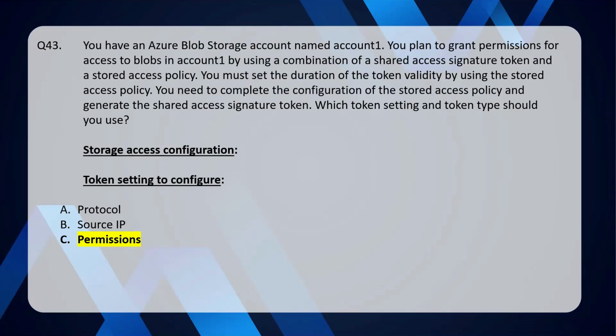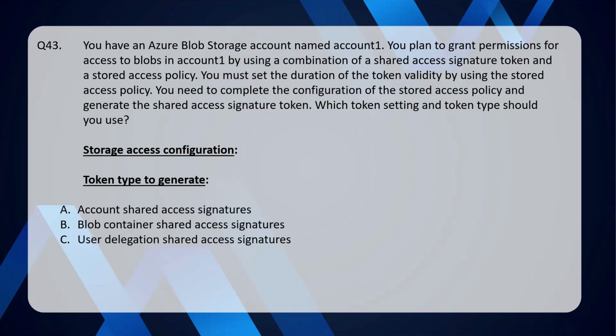Now the next part of the question is talking about the token type to generate, and your options are account shared access signatures, blob container shared access signatures, user delegation shared access signatures. Now folks, when you create a SAS linked to a stored access policy, the permissions are taken from the policy, not the token directly. The duration, which is the validity, is also taken from the stored access policy's start and expiry times. And to use a stored access policy for blobs, you must generate a blob container SAS.